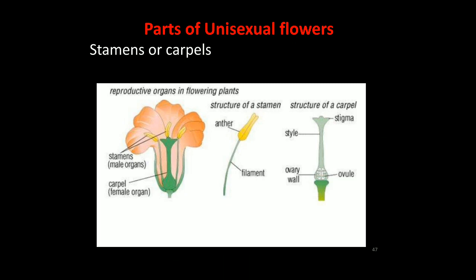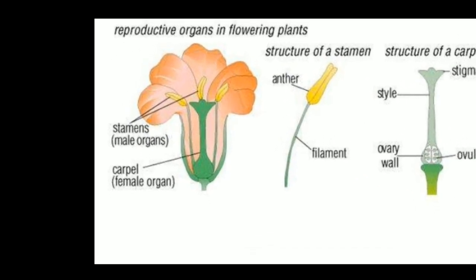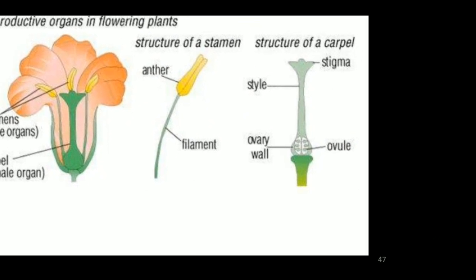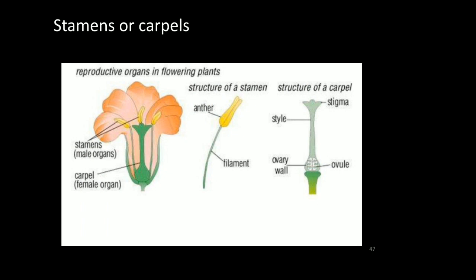See, here they have given everything. Stamen, I have told all this. See, this is called the pistil: stigma, style, ovary, ovule. This is called the female structure. This is the male structure, that is anther and filament. These are the two different parts of the carpel, or we also call it the pistil. Next.